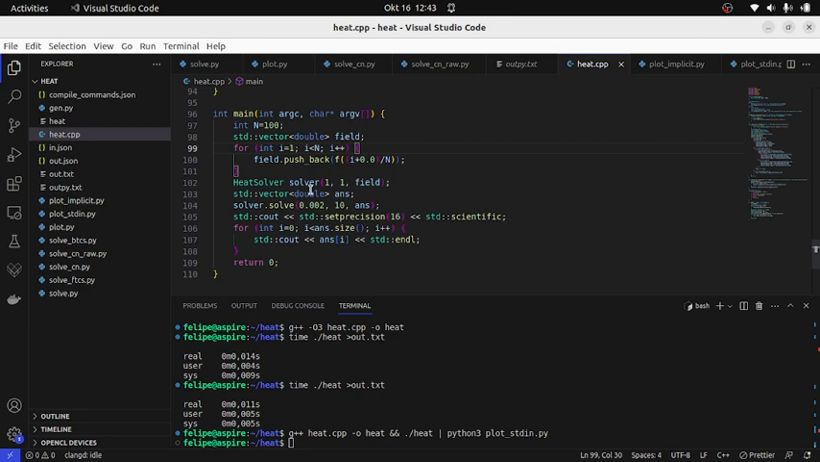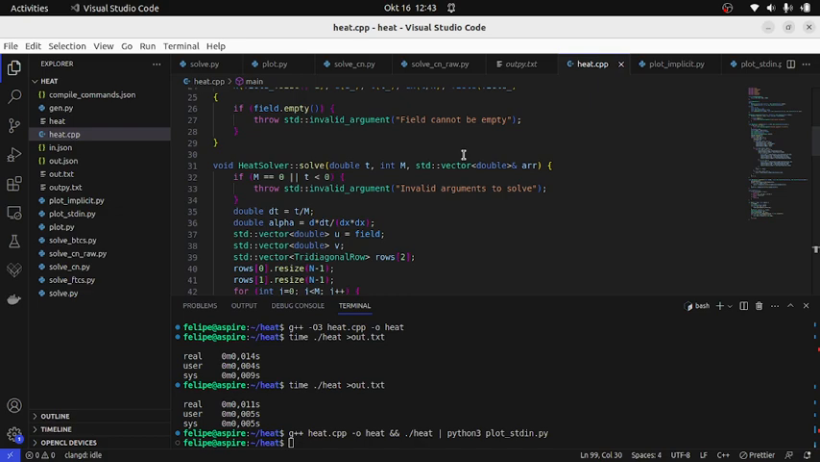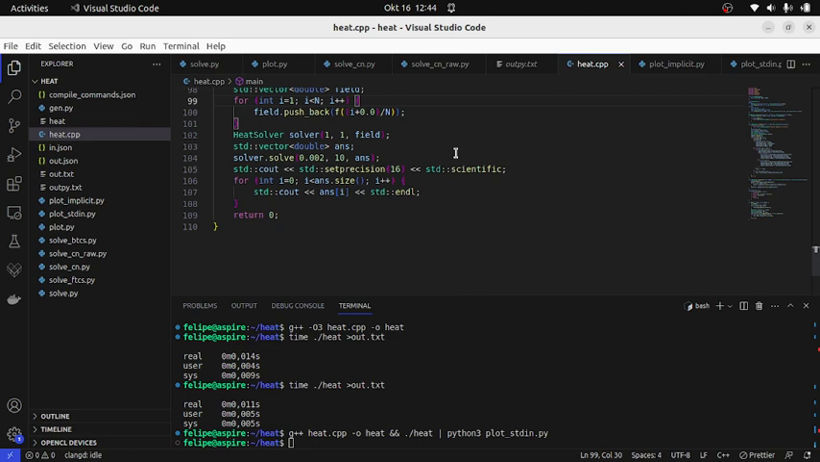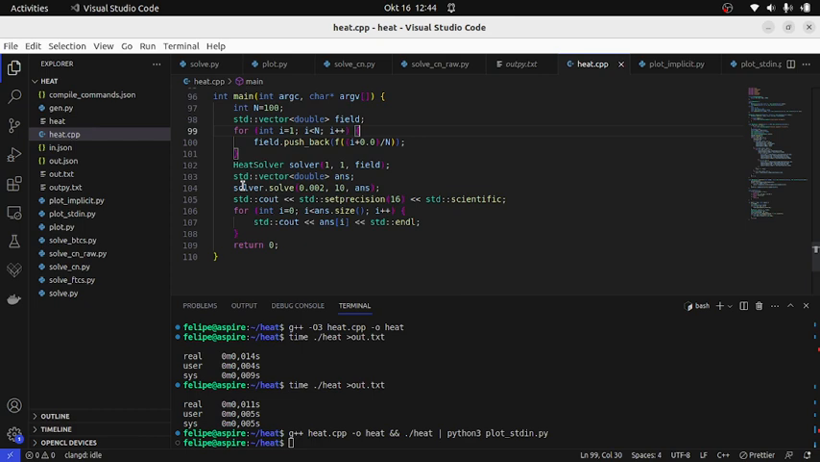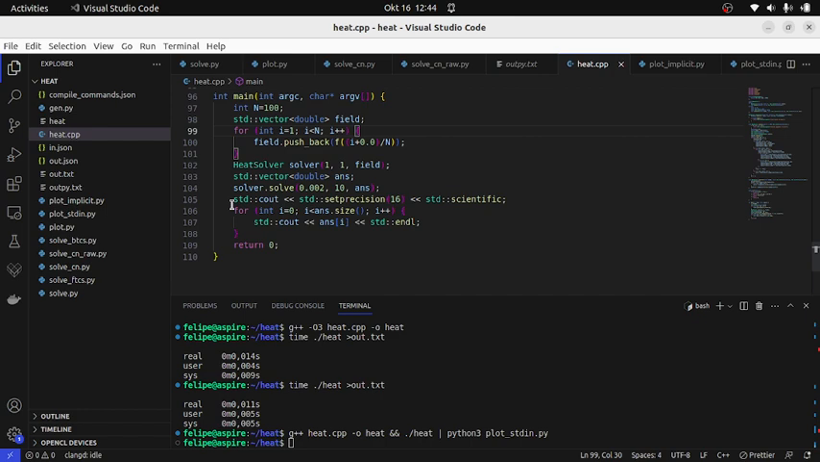And so when we start, we sample that signal. We have here, you see, N equals 100. And then here we have this class, which will take the parameters for the field. We can look at what these are: D, the diffusion coefficient, L, the length where the boundary conditions are applied, and the field, the initial field that we want to pass. Then we initialize the solver with the field, and we call solve for a time step and this number of divisions, and we want it to output the answer to this ans vector, and then it simply prints out the result.